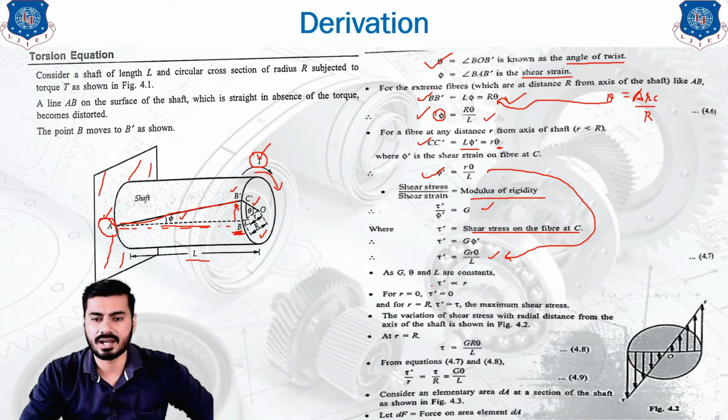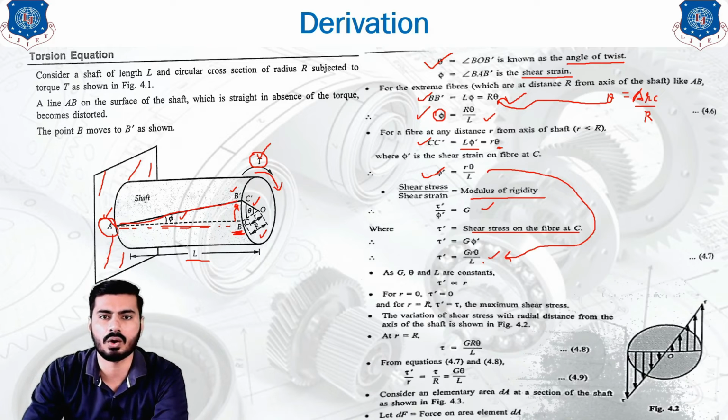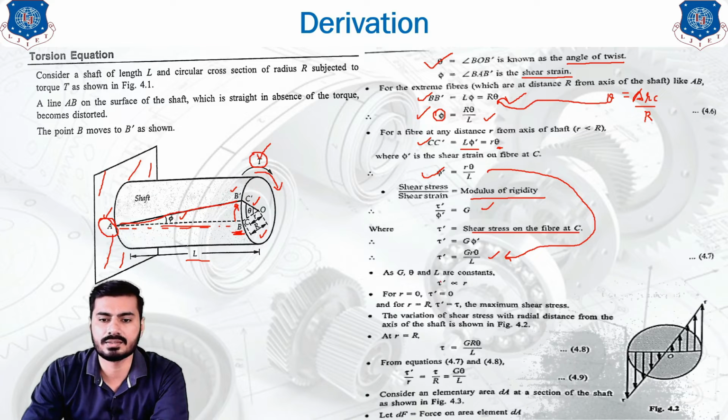Now G, theta and L, all the things are constant. It is not going to change with respect to the material or any type of condition, and that's why tau dash is directly proportional to R. Tau dash is directly proportional to R.